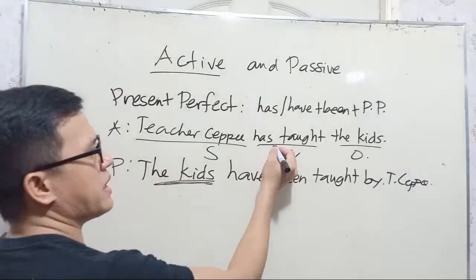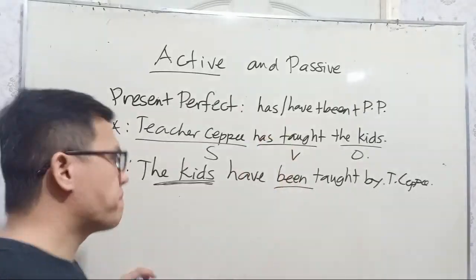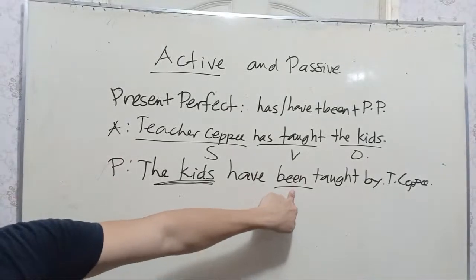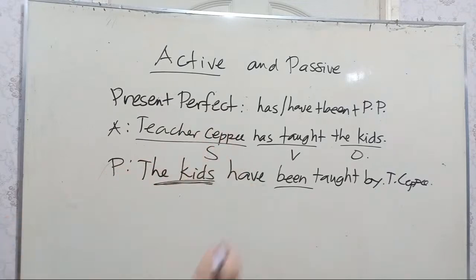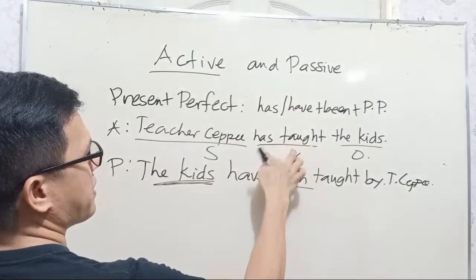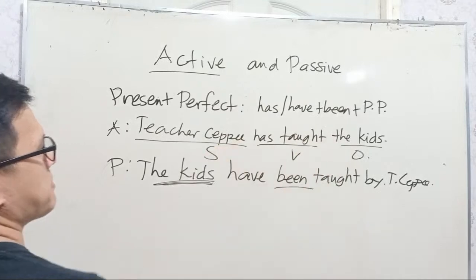We just have to add been in between. For perfect tenses, we just add been in between the two verbs. But we have to change the object and the subject. Okay?